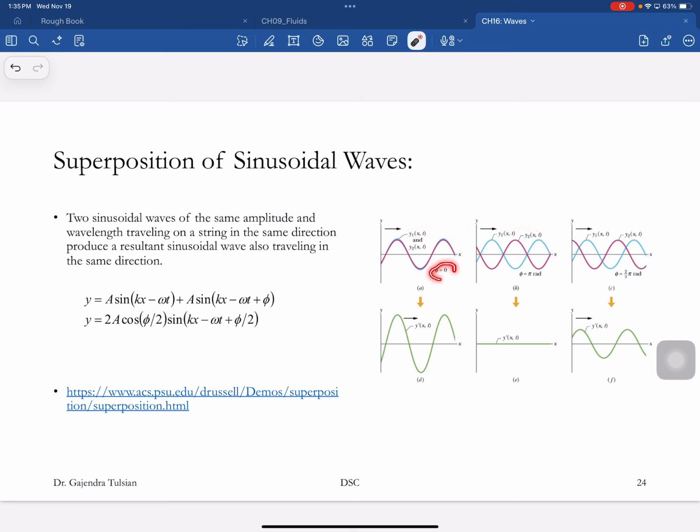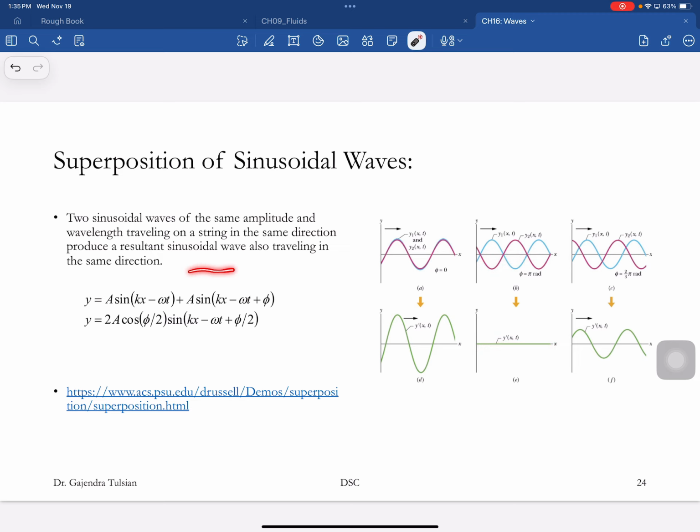So here are two waves traveling to the right, the minus sign tells you, and this is a phase shift. And when the phase shift is 0, they're identical in the sense that the peaks coincide, and so you get a wave of twice the amplitude. If this phase shift is such that a trough coincides with the crest of one, then they cancel exactly.